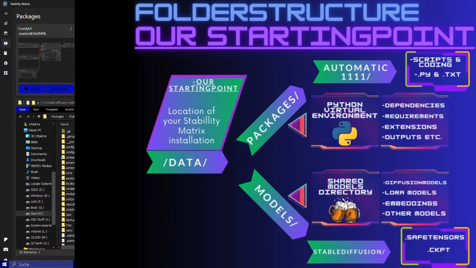So when you look at the depiction, we got our starting point, which would be the data folder where the location of our Stability Matrix installation lies. From this point, we have two important folders to choose from. First, the packages folder, where everything related to the packages themselves are located. For example, coding related stuff like dependencies, requirements, also the extensions for the specific packages and their specific outputs, etc.